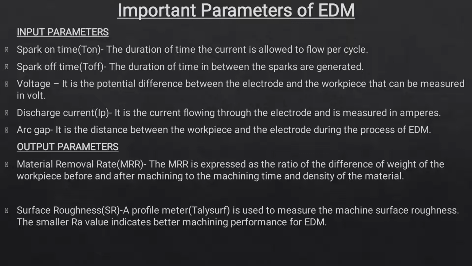Now surface roughness. What is surface roughness? How is it calculated? It is calculated by a profile meter, also called Talysurf, which is used to measure the machined surface roughness. The smaller Ra value, what is Ra? Ra belongs to surface roughness. The smaller the Ra value, the better the machining performance of EDM, and vice versa.